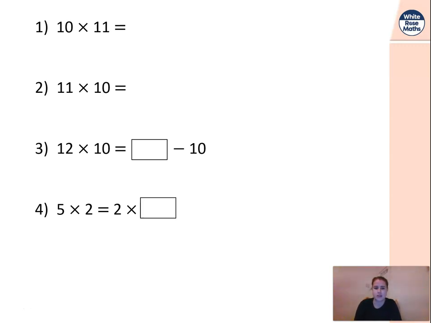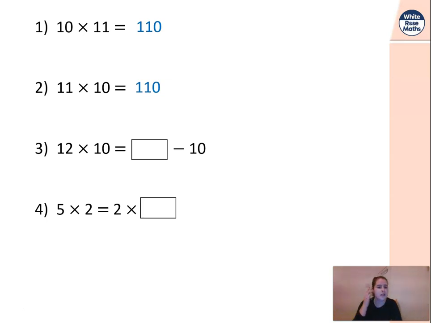Let's have a nosy through the answers. The first one, 10 times 11, is 110. 1 times 11 is 11. We can add the 0. Number 2, you may notice the numbers are exactly the same, just in a different order. Therefore, your answer will be exactly the same, should be 110.